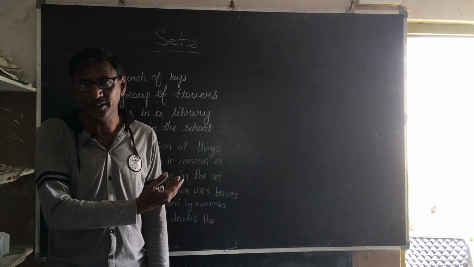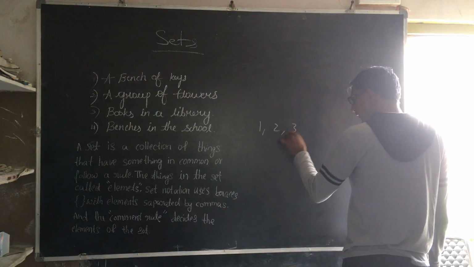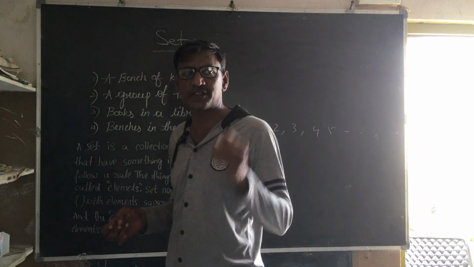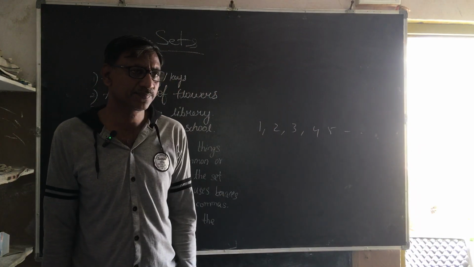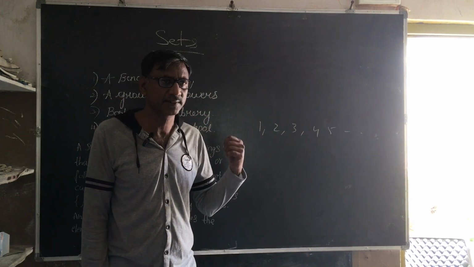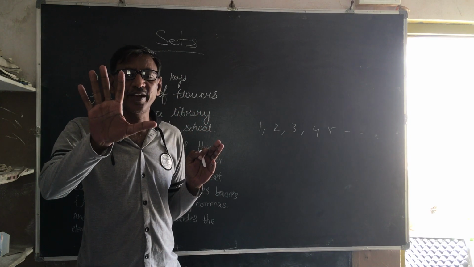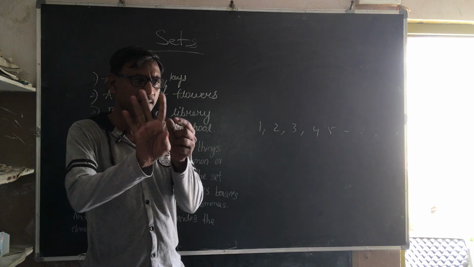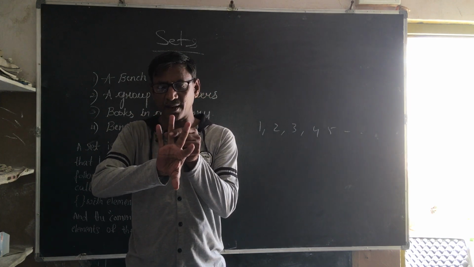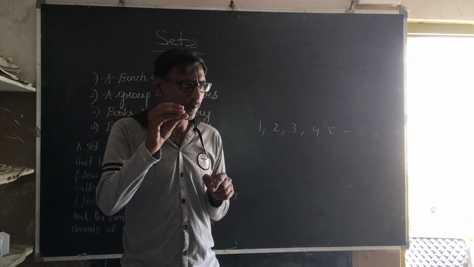When you come to the math field, 1, 2, 3, 4, 5, and so on. These are all we know right from 6th class. Natural numbers. This group is called what? The set of natural numbers. Am I clear or not? Take fingers. This is the thumb finger, this is the index finger, this is the middle finger, this is the ring finger, and this is the little finger. These are all a group of fingers.